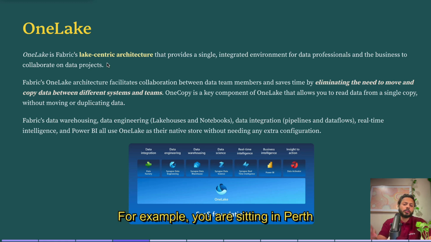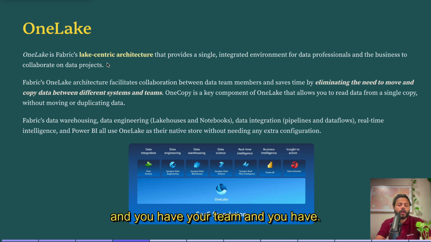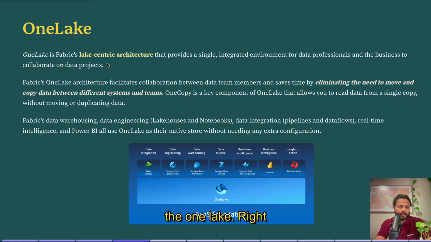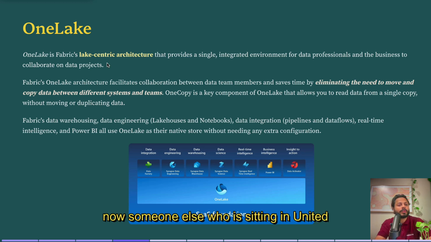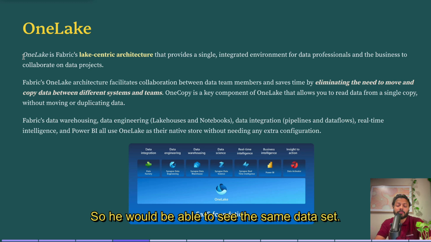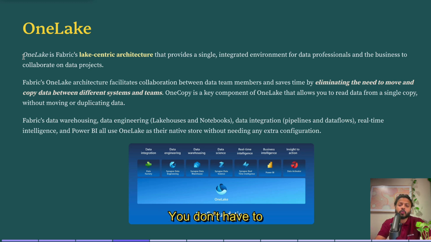For example, you are sitting in Perth and you have your team and you have 10 GB of data in one place and you store it in OneLake. Right now, someone else who is sitting in the United States and is logging into the Microsoft Fabric of the company has access to the same OneLake, right? So he would be able to see the same data set. You don't have to copy again and again. You don't have to store the same data set multiple times. And this is where saving the space comes into the picture. So you don't have to copy again and again.